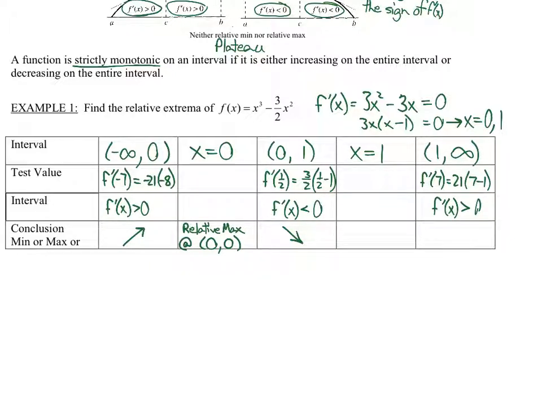And you're right, since it's changing from decreasing to increasing, it's greater than 0. Since it's changing from decreasing to increasing, we do have a relative min at the point 1, and what would that be? -1/2. Yes, -1/2. 1 minus 3/2 would be -1/2.